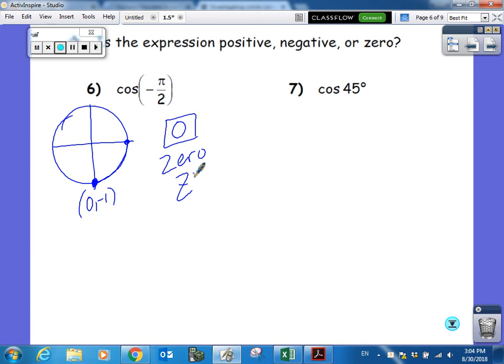Negative pi over 2. Pi over 2 would be up here, because it's the opposite from the 90. Okay, because I was looking at 3 pi over 2. That's why I was confused. And that's the same place.